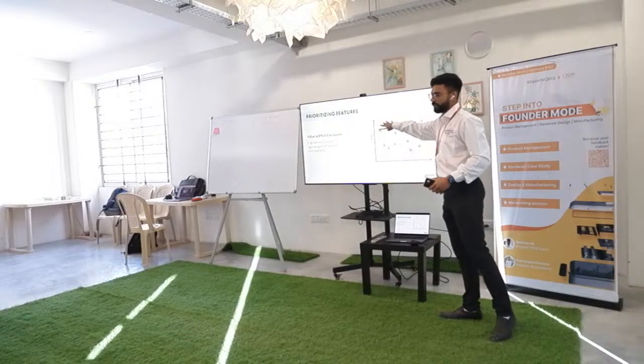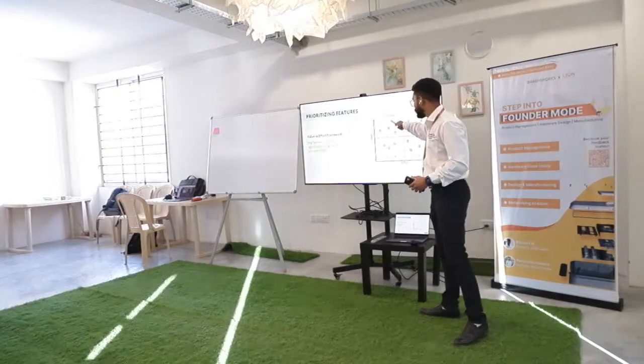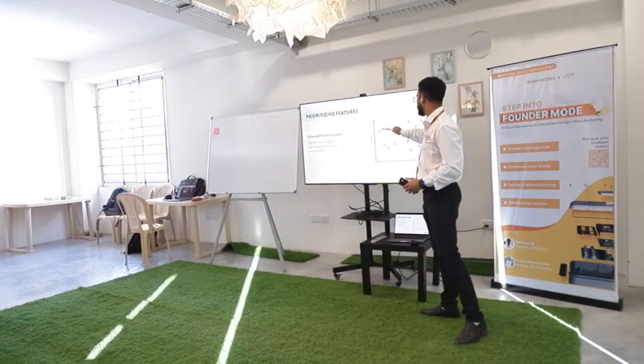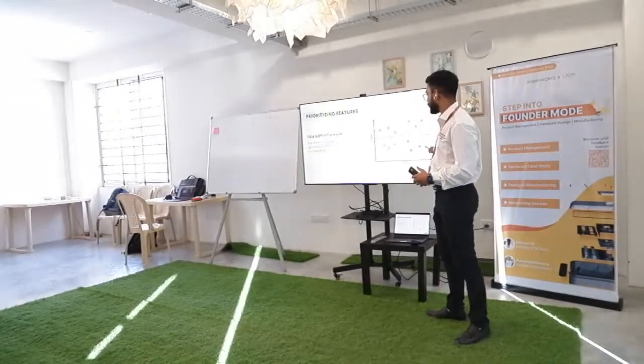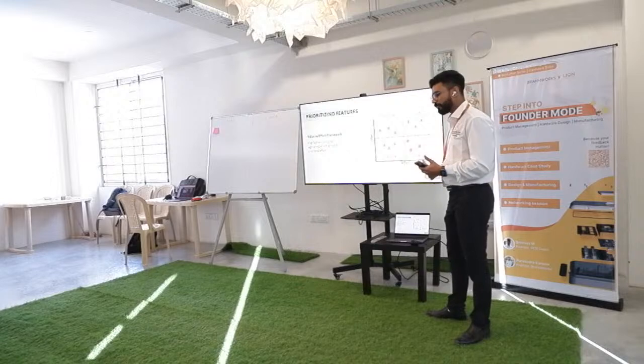Your top section is something that you can immediately start. Easy wins is just low effort, high value, and high value, high effort. These are the sections that you can look at. So this is a very subjective way of looking at prioritizing.